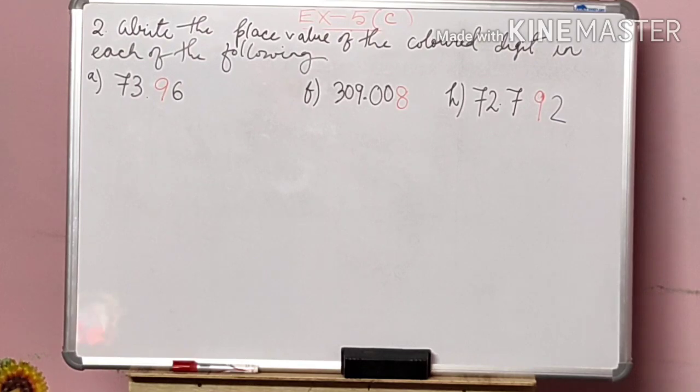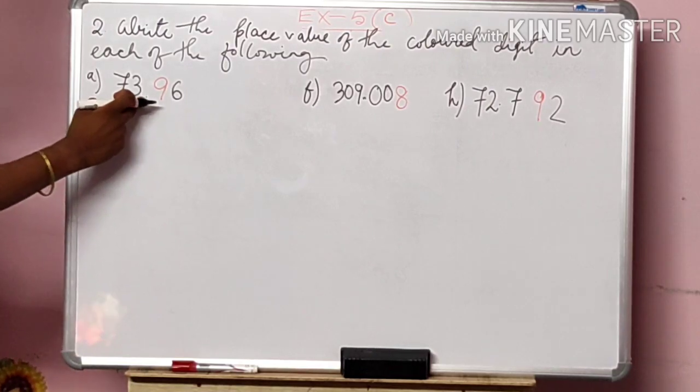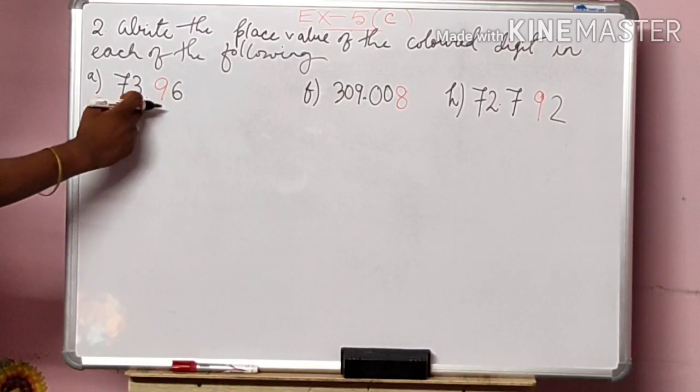But you may be imagining that we have to write the place values as we did in the earlier classes. No, that is not like this. So what is the difference exactly? The difference is that the numbers are not only before the decimal, like only 73. The numbers are also on the right side.